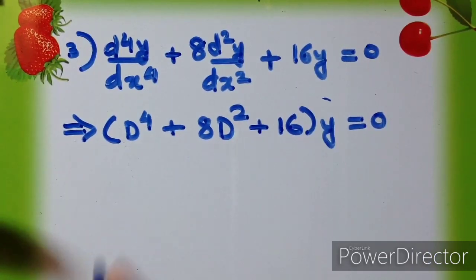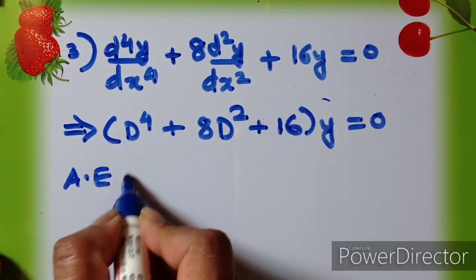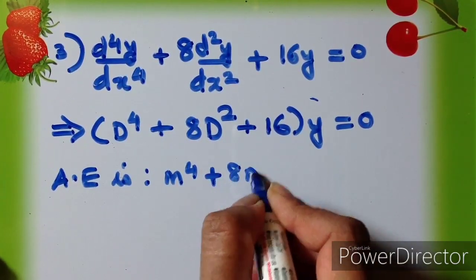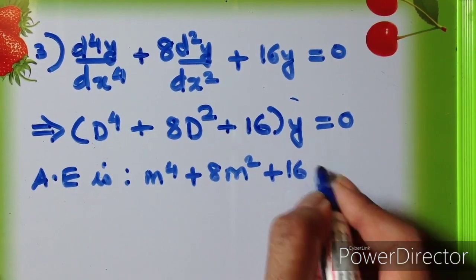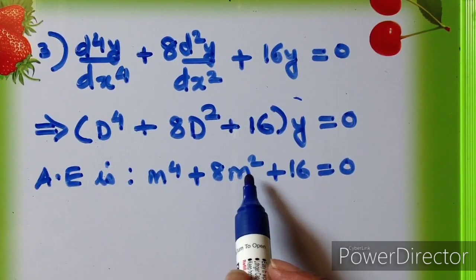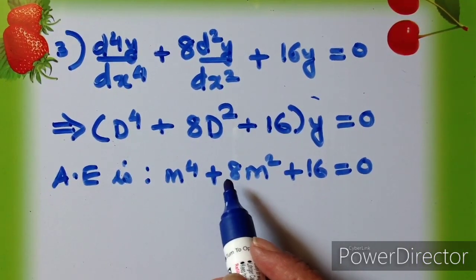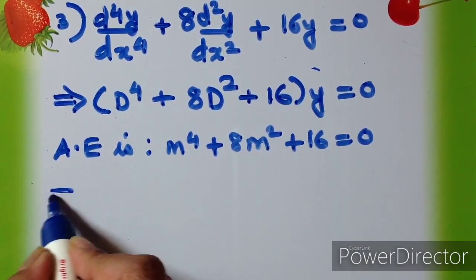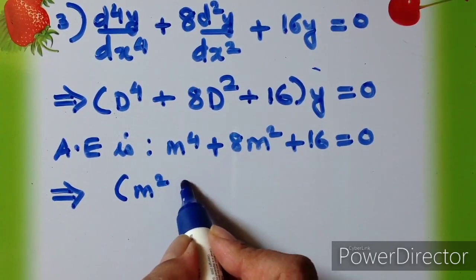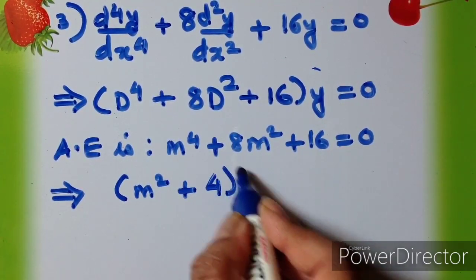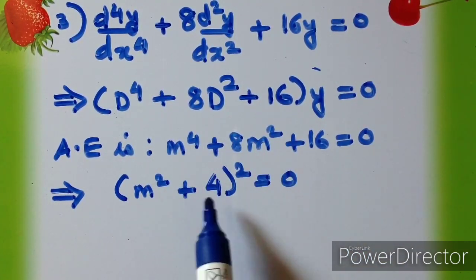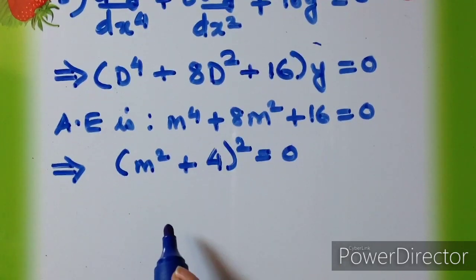In this case, the auxiliary equation is m raised to 4 plus 8m square plus 16 is equal to 0. Obviously this equation is going to have 4 roots. So we will solve this equation to find those 4 roots. So this implies m square plus 4 whole square is equal to 0. This is a perfect square, very easy to make out.